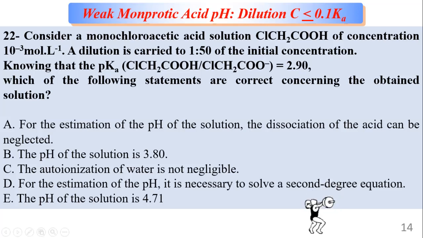In this case, we have an acetic acid. It was diluted 1 to 50. When they say a dilution 1 to 50, I could have put 1 milliliter to 50 milliliters or 1 liter to 50 liters. It doesn't really matter, just 1 to 50. They gave you a pKa, and the question is, which of the following statements is correct? A, B, C, D, E. Some of the statements asked me to calculate pH, and how did I calculate it? Did I need to use a quadratic? Do I not need to use a quadratic? And did I have to look at autoionization of water or not?